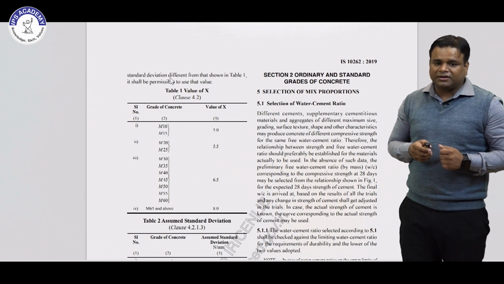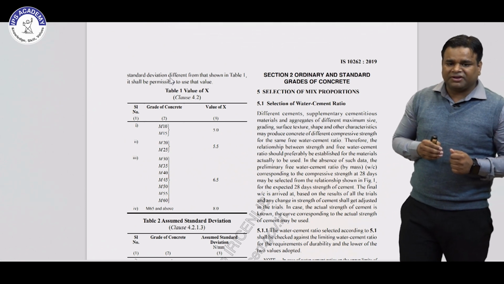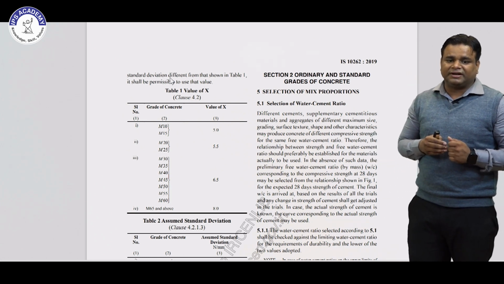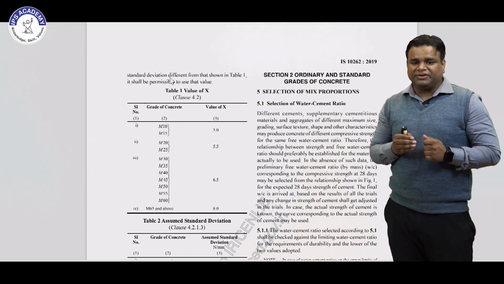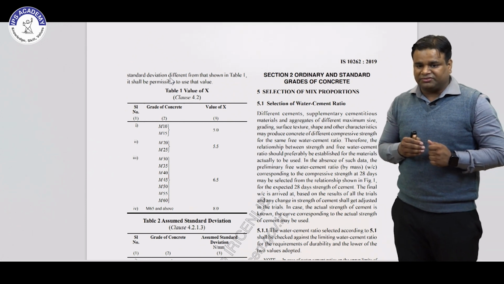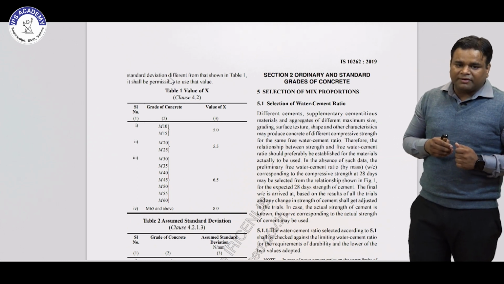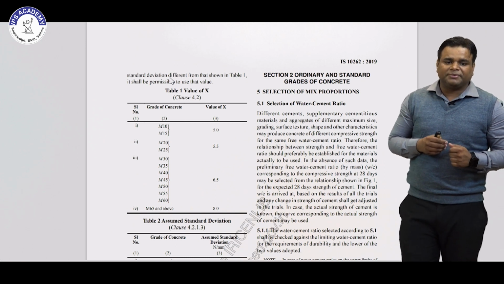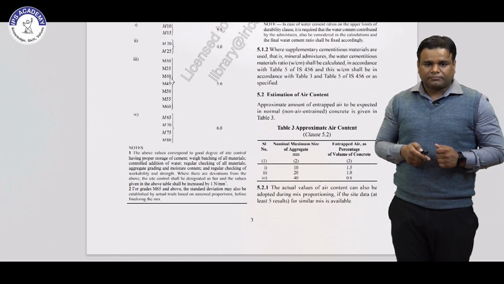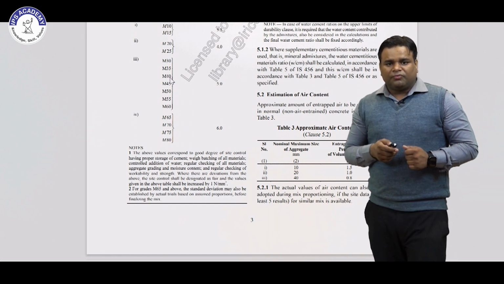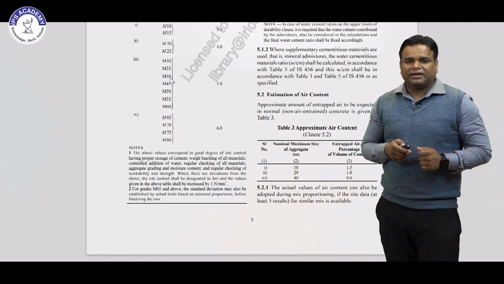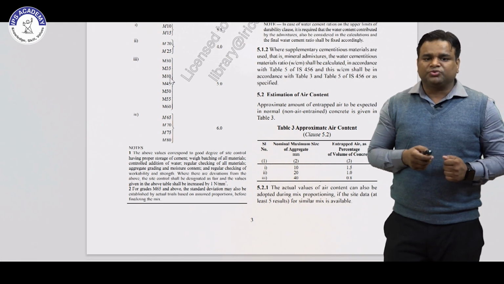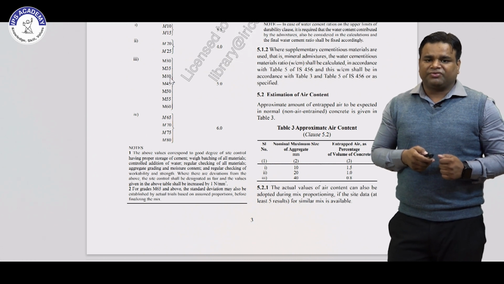Therefore, the relationship between strength and free water cement ratio should preferably be established for the materials actually to be used. In the absence of such data, the preliminary free water cement ratio by mass corresponding to the compressive strength at 28 days may be selected from the relationship shown in figure 1 for the expected 28 day strength. The final water cement ratio is arrived at from the results of trials, and any changes in strength of cement shall be adjusted in the trials. Where supplementary cementitious materials such as mineral admixtures are used, the water cementitious materials ratio shall be calculated in accordance with table number 5 in IS 456.